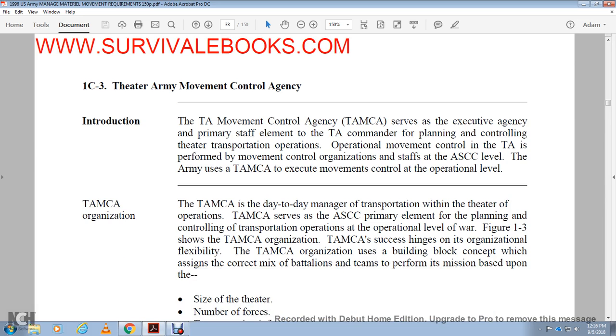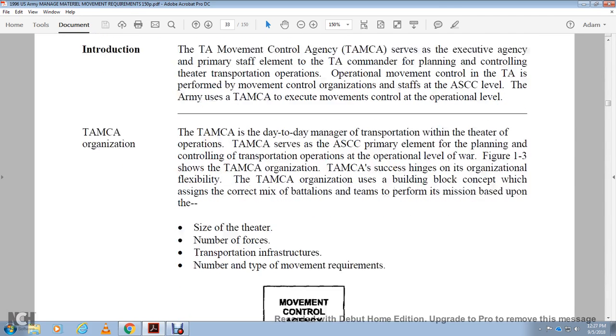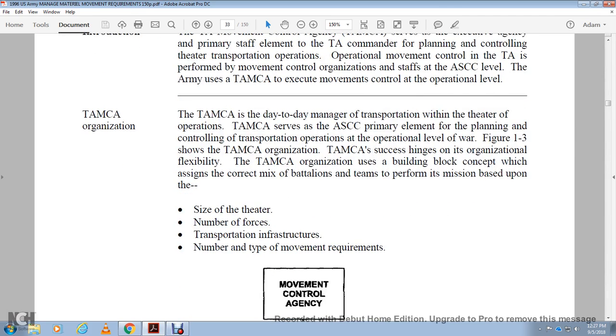The Theater Army Movement Control Agency serves the ASCC as the primary element for planning and controlling transportation at the operational level of war. Figure 1-3 shows the organization of the Theater Army Movement Control Agency, which successfully hinges on organizational flexibility. The organization uses a building block concept of assigning the correct members of the battalion's teams to perform the mission, based on the size of the theater, number of forces, transportation infrastructure, and number and type of movements.